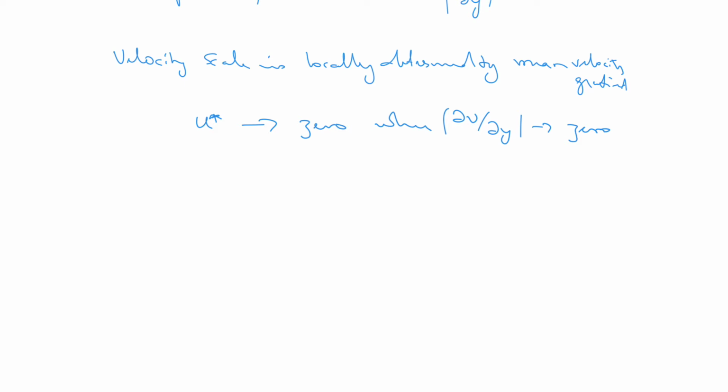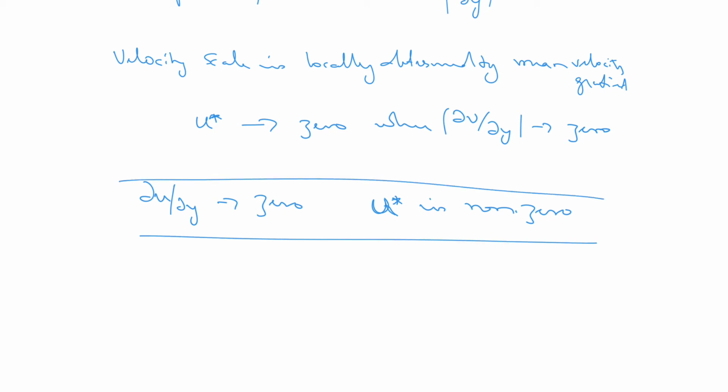Also, you might find contrary circumstances wherein this dou u by dou y can be 0, but u star is non-zero. So those kinds of circumstances also will exist. These circumstances, if you see, might exist in example cases like decaying grid turbulence, or you can find the center line or the axis of round jet.